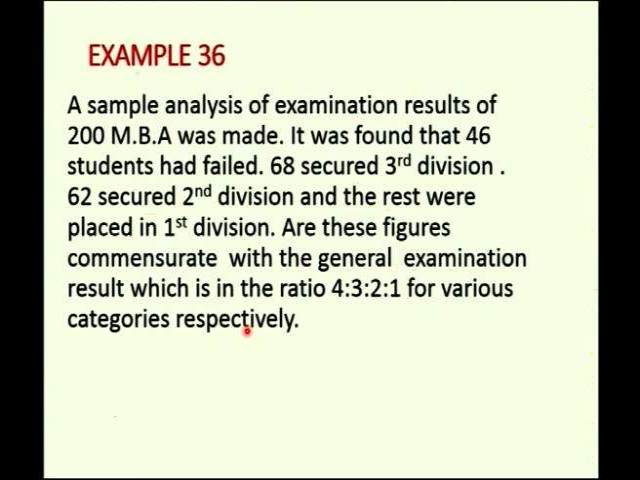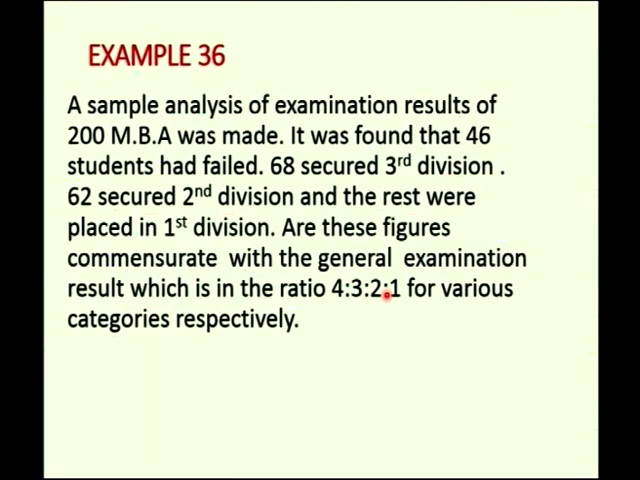So far we have seen 1:1:1 type of distribution. This is a kind of ratio distribution, where instead of 1:1:1, that is instead of equal distribution, the 4 types of categories, failed, third division, second division and first division, have been categorized in general as 4:3:2:1. Out of 200 students, these are the ratio distributions given. Now, the question is whether the figures given are commensurate with this kind of ratio distribution. So, we have to set up H naught as: the ratio distribution of 4:3:2:1 is a good fit.